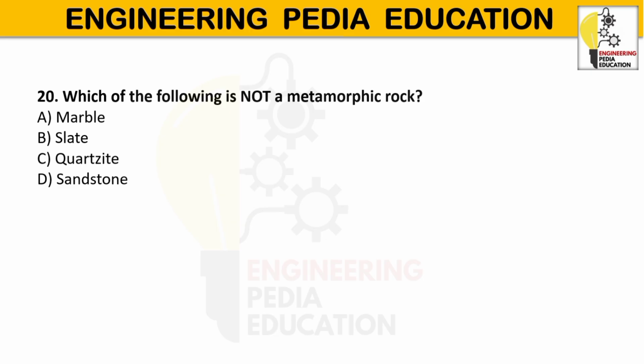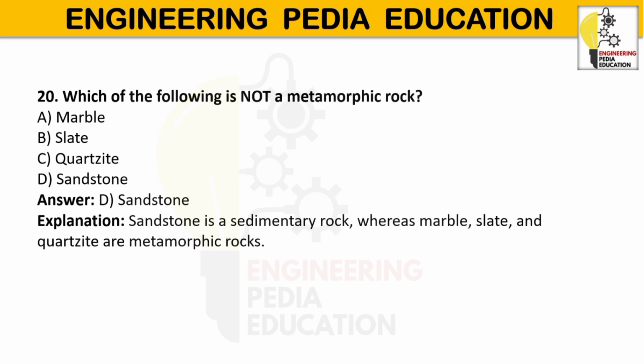Which is not a metamorphic rock? Marble, slate, quartz, sandstone. The correct answer is sandstone. Sandstone is a sedimentary rock, whereas marble, slate and quartz are metamorphic rocks. Metamorphic rocks are formed when existing rock, initially sedimentary, is transformed by heat, pressure and chemical action without melting. Marble is used for flooring, slate for roofing, quartz for road metal and aggregate, and gneiss as building stone.